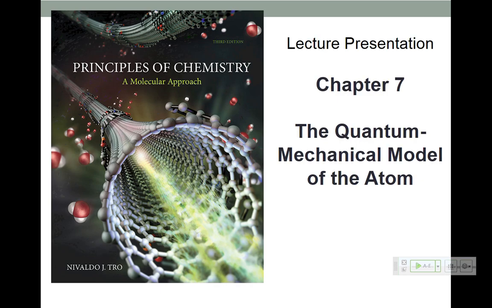So when we talk about the quantum mechanical model, we're talking about quantum chemistry. We're representing the electron, something really, really small. And we're trying to represent it to explain what we can't see.